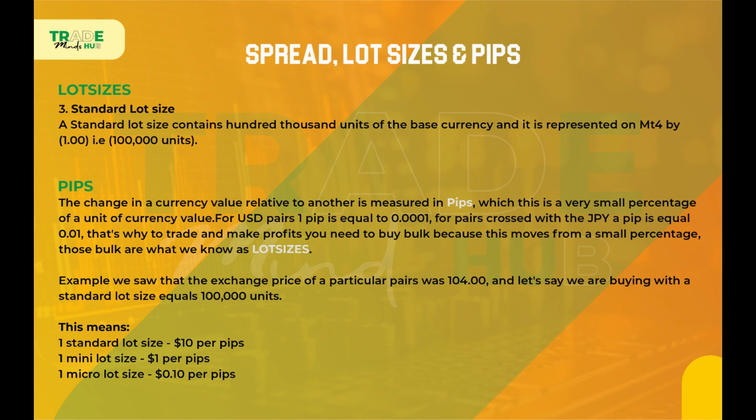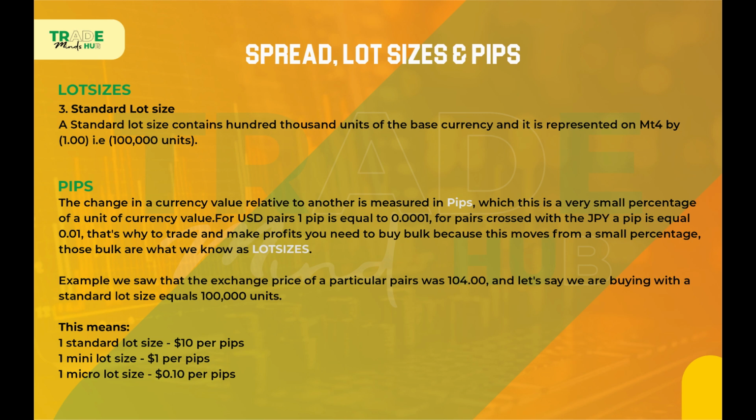So how are these lot sizes represented in our MT4? Like I said, I'll be using 2 slides to teach us. This is where you place your lot size. You keep on reducing, and these negatives are telling you you're reducing your lot sizes. But then this is showing you that you're using 0.10.